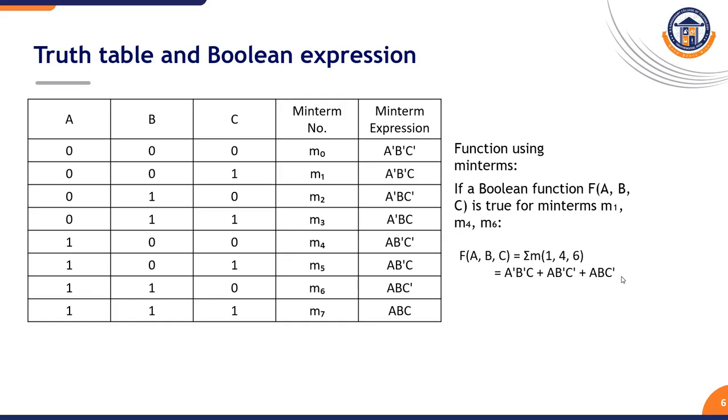So these product terms or AND terms are grouped together by means of the OR function, so that it is called sum of product. That can be written as a Boolean expression in sum of product form. In notation it is written as summation of minterms 1, 4, 6.